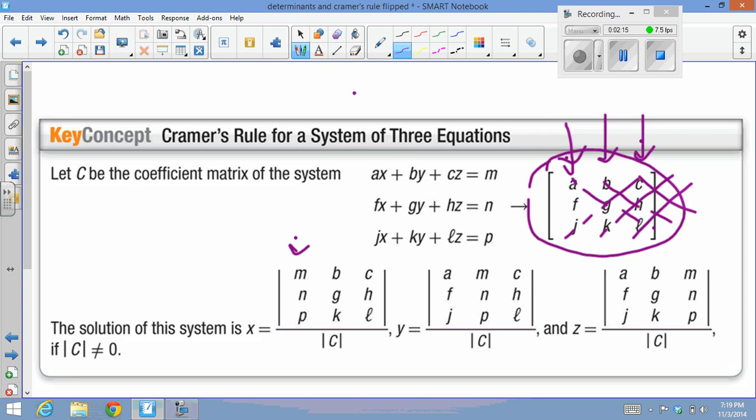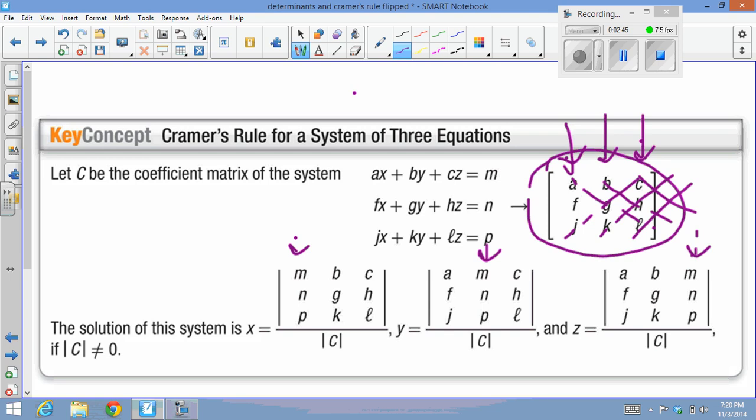I'm going to do the same thing for the y, except I'm going to replace the y column with the constants. Then I would take the determinant of that matrix and divide by the determinant of the coefficient matrix. And then for z, I'm going to do the same thing. There's my z column, and instead of the z coefficients, this time I'm going to have the constants there. So it's basically the same thing that I did with 2 dimensions. Now I have 3 dimensions, and it's completed the same way.